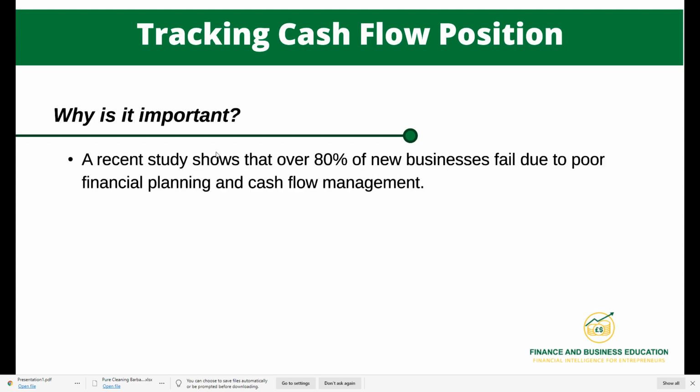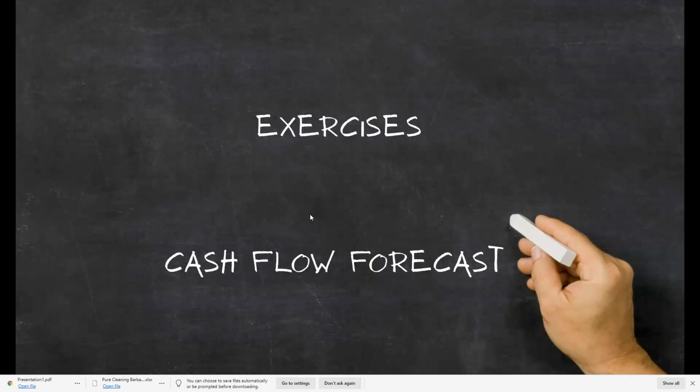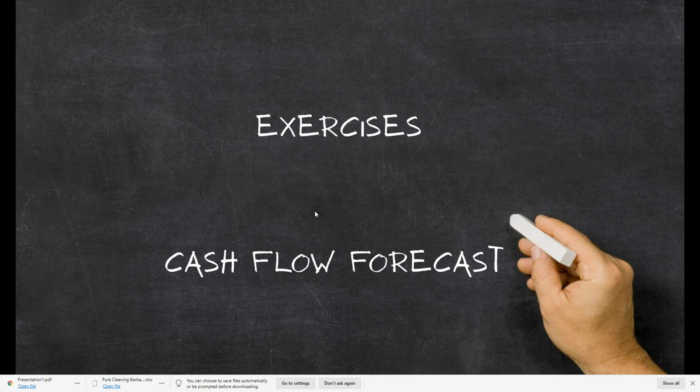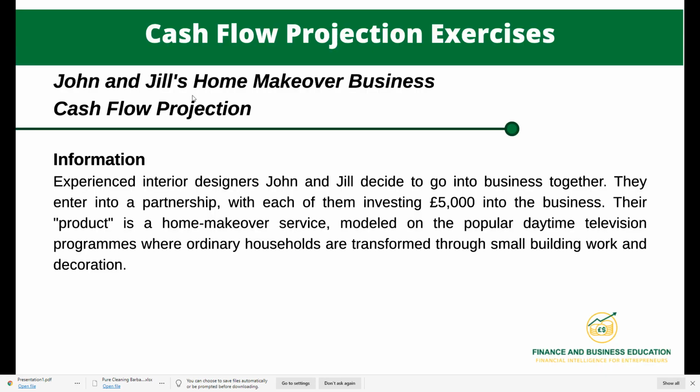And as I said earlier, I think a recent study shows that 80% of new businesses fail due to poor financial planning and cash flow management. That's why tracking cash flow is very, very good. So basically, there's an exercise for you to go and do a cash flow projection.